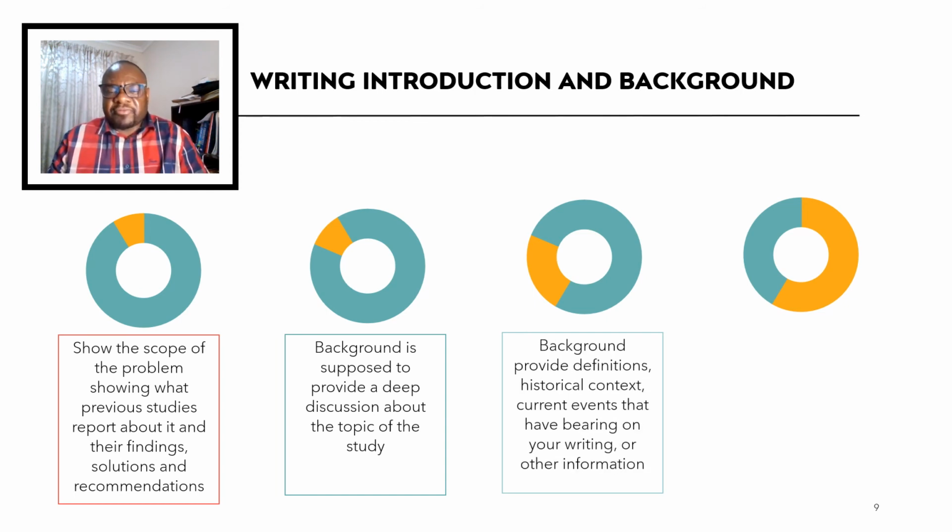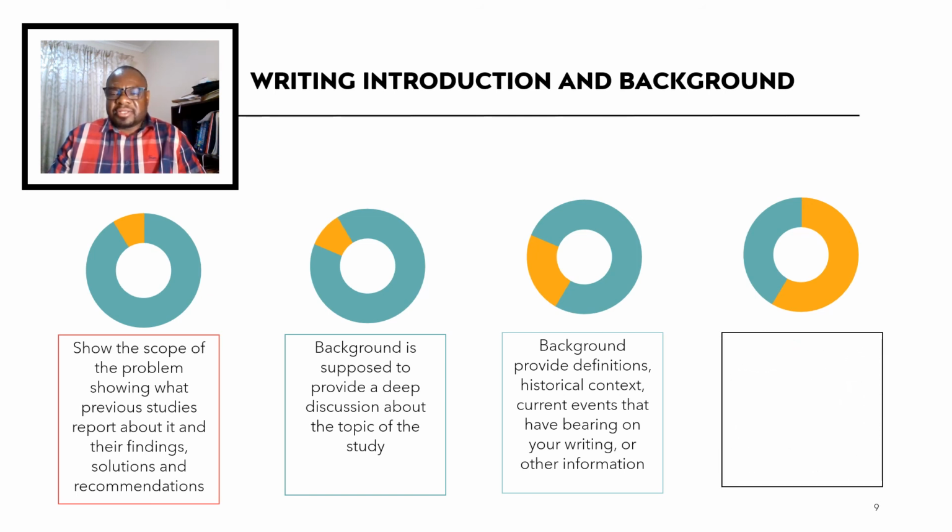And the background should provide definitions, historical context, current events that have bearing on your writing or other information. So you do not need to just summarize only few little ideas or things. You need to go deeper and cover more important issues in your area of the study. And the background should give history and context to the problem under study. So these are key things that you need to cover in your background and introduction to the study when you are writing.